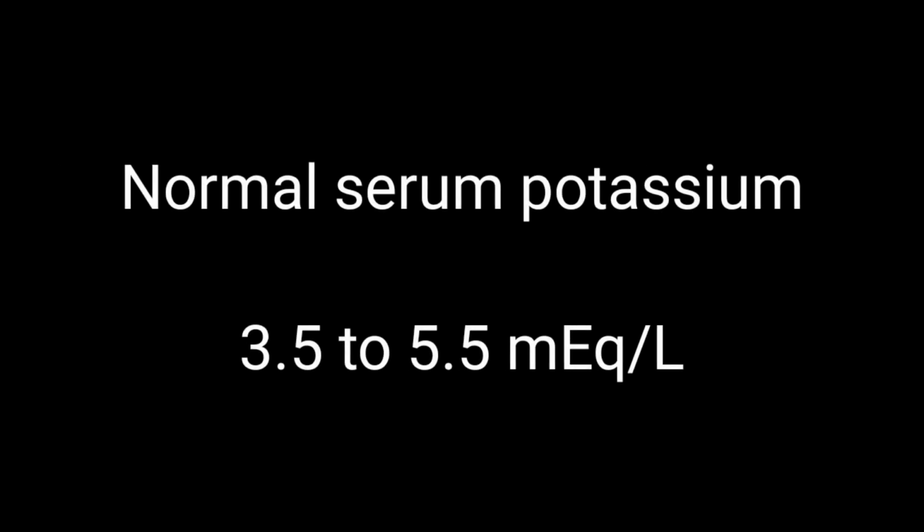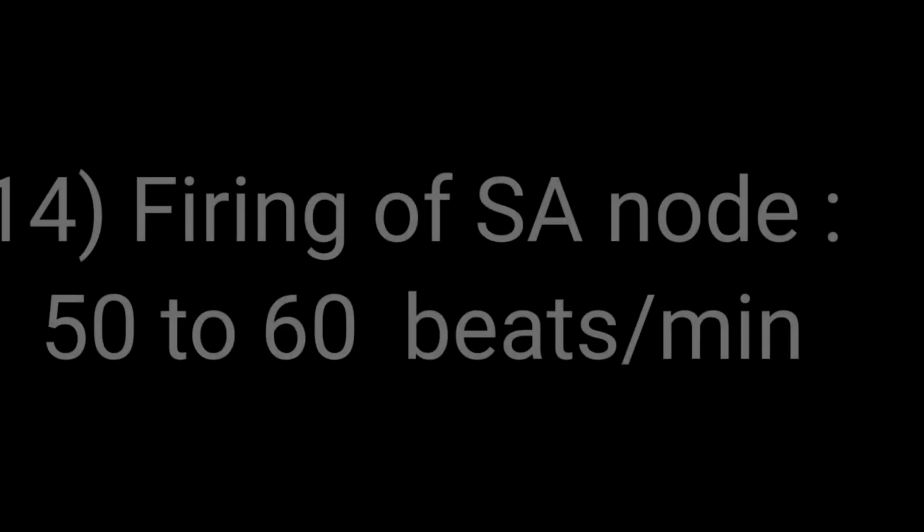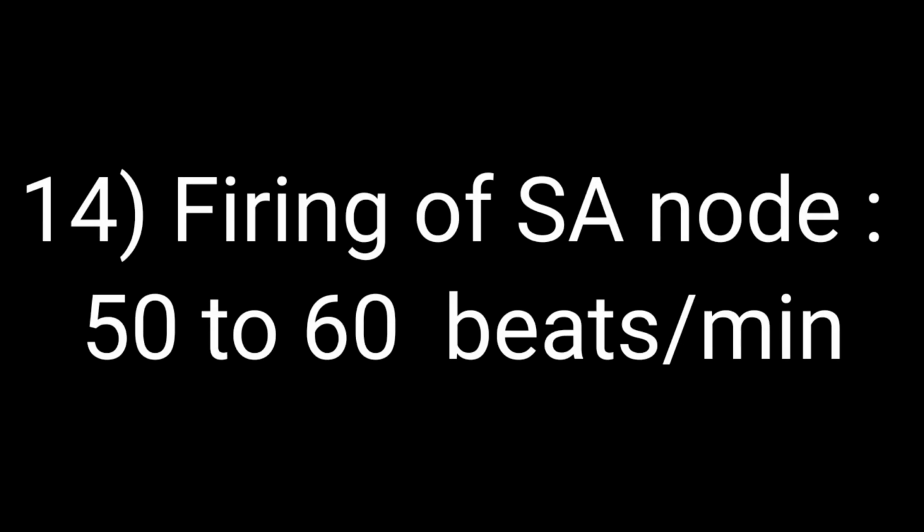The normal range of serum potassium in blood is 3.5 to 5.5 milliequivalent per liter. That means if it is greater than 5.5, that indicates hyperkalemia, and if it is less than 3.5, it indicates hypokalemia. Point number 14. Firing of SA node is 50 to 60 beats per minute.